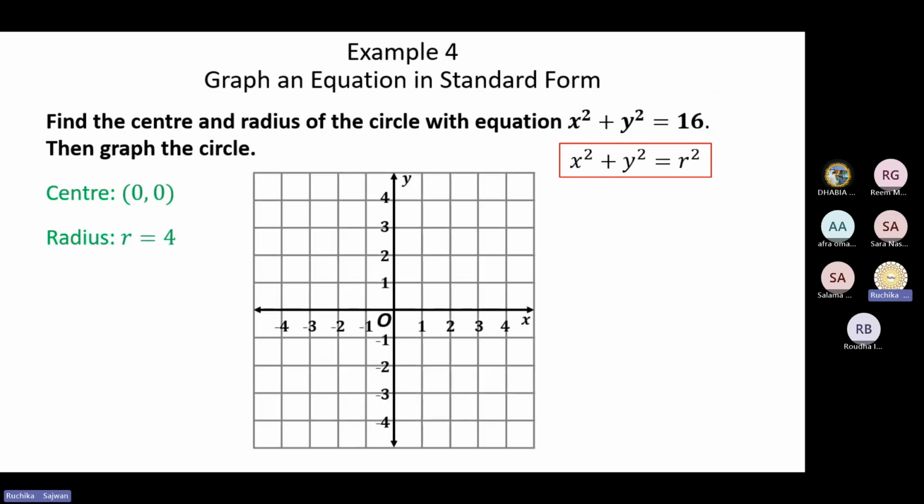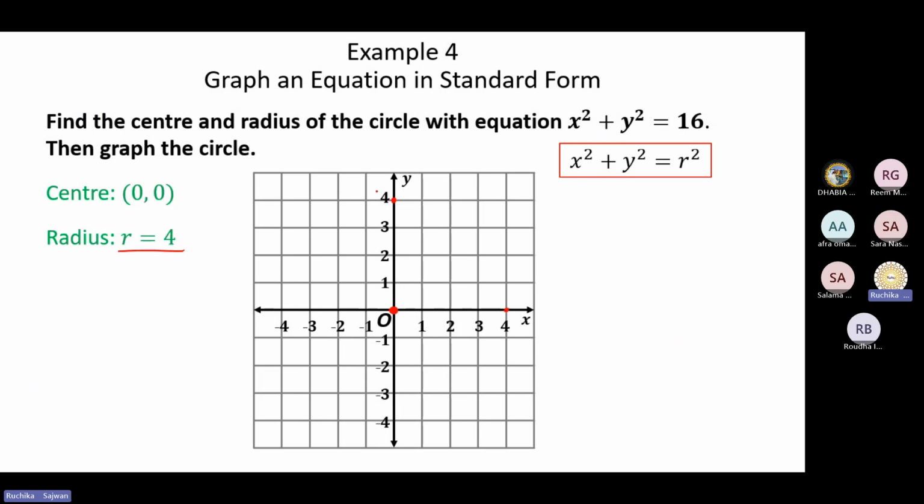So this is your graph sheet. I hope you all can see. We will first mark the center with the red dot, which is at 0, 0. Then we will measure using our compass the radius, which is 4 units. So can I say this is the point and this is the point? How do I know these 2 points?